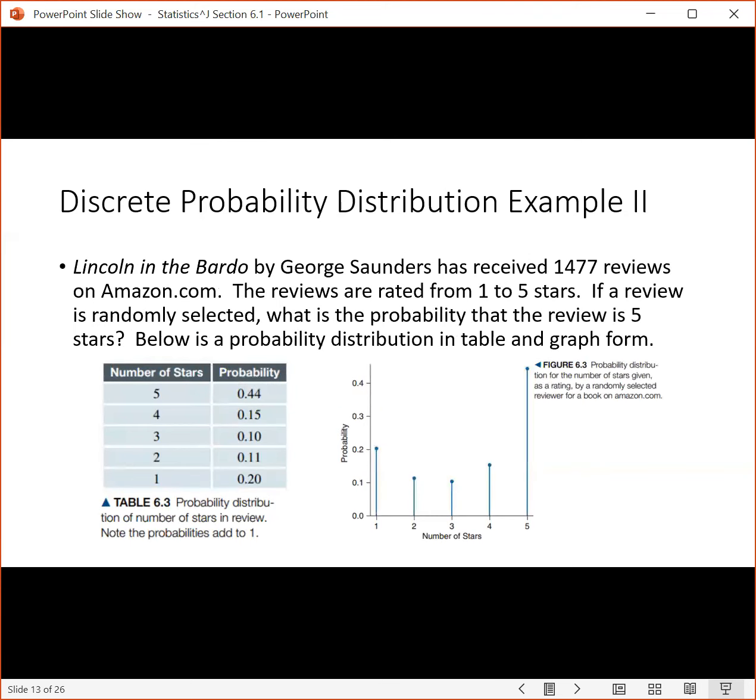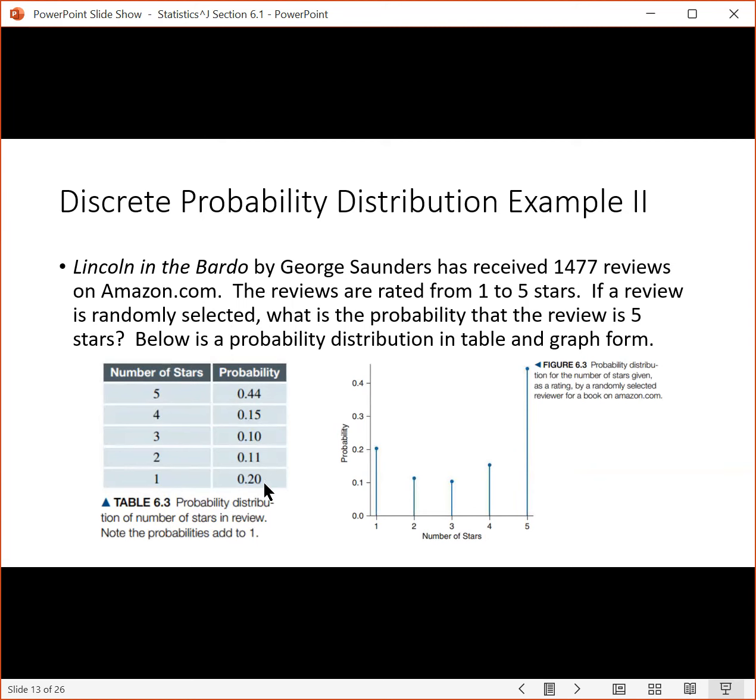Let's look at some more examples. So we've got Lincoln in the Bardo by George Saunders, which has received 1,477 reviews on Amazon. The reviews range in rating from 1 to 5 stars. And then they're showing us a probability distribution. So what does the probability distribution look like?